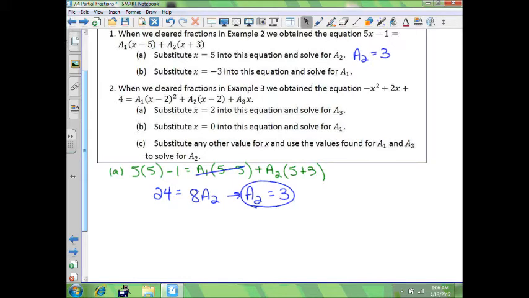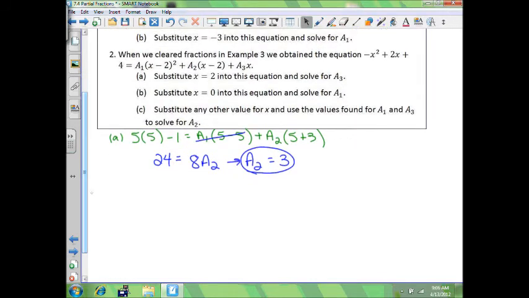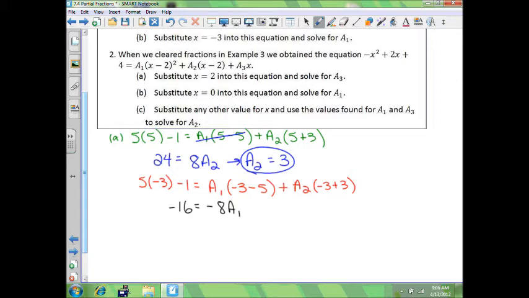Now we're going to do the same thing, except we're going to substitute negative 3 in for x. So 5 times negative 3 minus 1 is equal to a1 times negative 3 minus 5 plus a2 times negative 3 plus 3. So doing some simple simplification here, negative 15 minus 1 is negative 16 equals negative 8 a sub 1 plus 0, because that goes away. That means a sub 1 will equal 2.